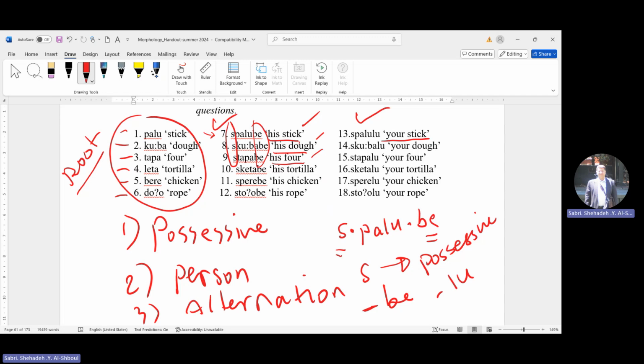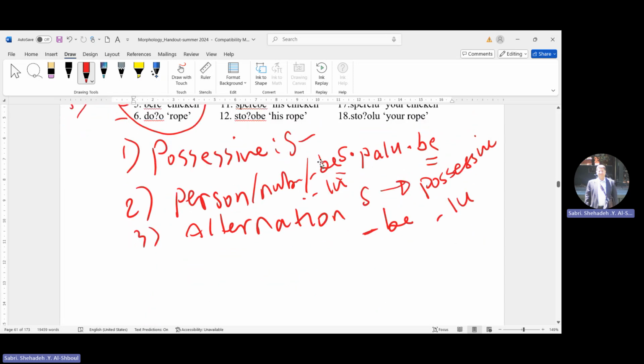So here we find that the possessive marker is actually represented via the prefix sa, and the person plus number is represented via bi if third person, and lu if second person. So here we can come up with the following observation. For the possessive, we insert sa in the word initial position.